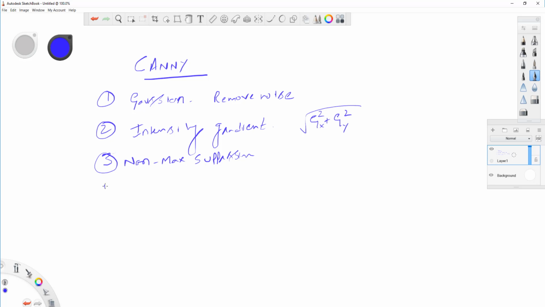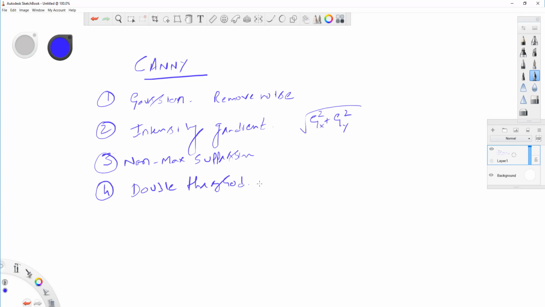Otherwise, you may see these double edges. In fact, I think you may have seen this if you tried Canny in the past. When you apply it initially, you don't like these thresholds, and then you look at this: double edges. So this step is to do non-maximum suppression, and finally apply double threshold.